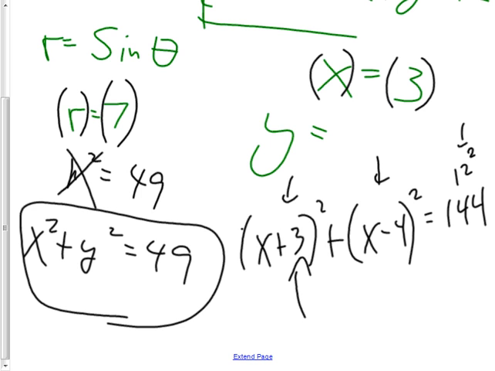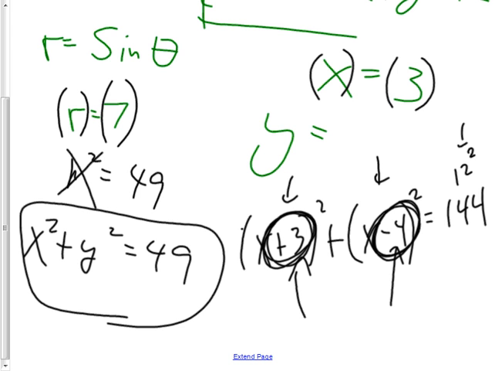And what is this telling me right here? The center. It's like the origin was the original parent function, but this got moved 3 to the left. And what's that? Careful. Down 4 or up 4? It's on the inside of a parentheses.